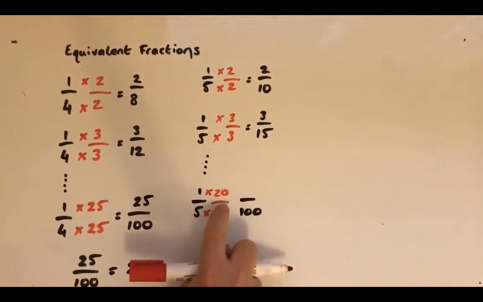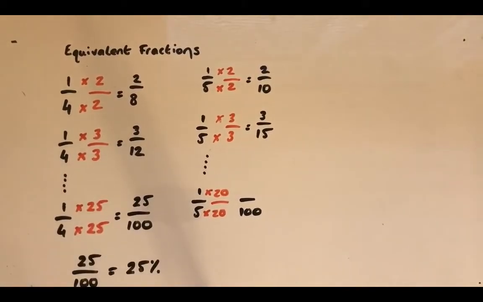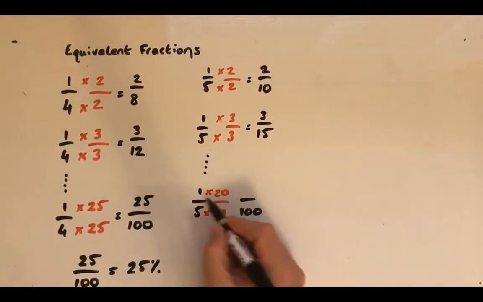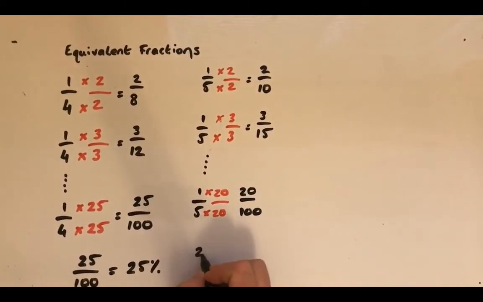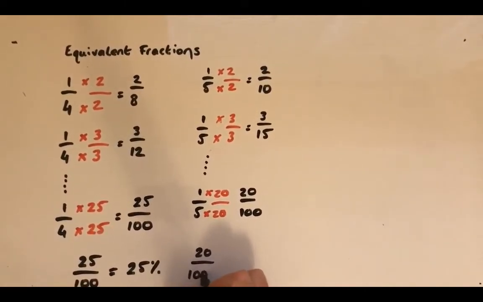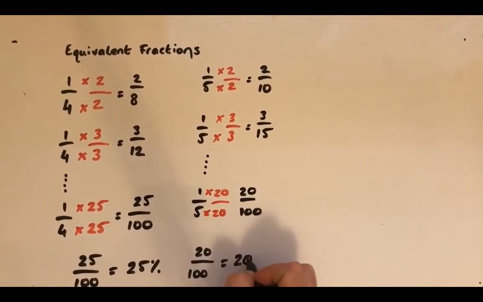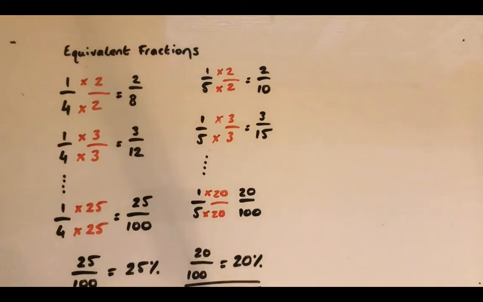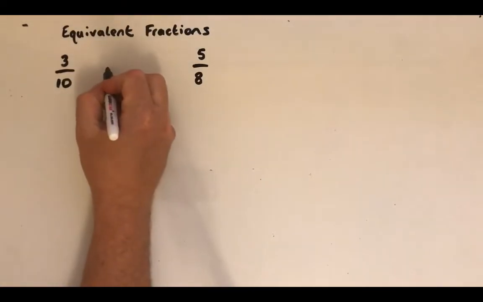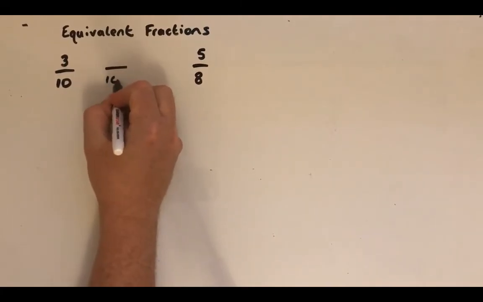Maybe you're thinking 5p's. How many 5p's in a pound? We've got 20 of them, so 5 times 20 is 100. So multiplying the numerator by 20 gives us 20. So 100 equal parts, of which you have 20, is 20%. So the denominator has to be 100, right?